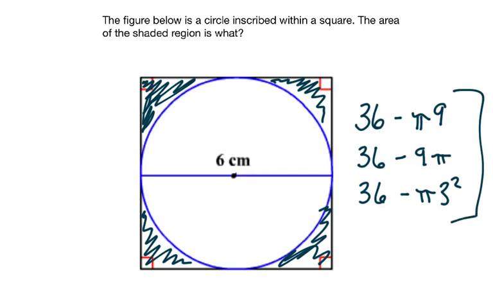If you solved it, if you actually multiplied 9 times pi and then subtracted that from 36, that's also okay. But as long as you were on one of those steps, that's the correct answer. If you didn't get that answer, go back to your work and see where you went wrong and see if you can try to fix it.